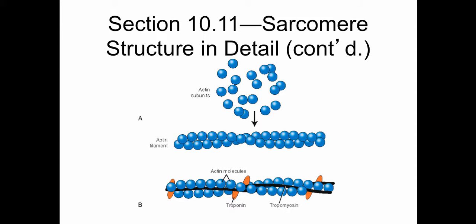Tropomyosin molecules normally block the binding sites of actin. Troponin molecules have the ability to move tropomyosin out of the way so that the binding sites of actin are exposed. This occurs when calcium is present.